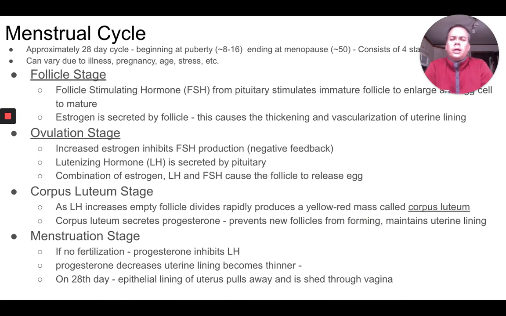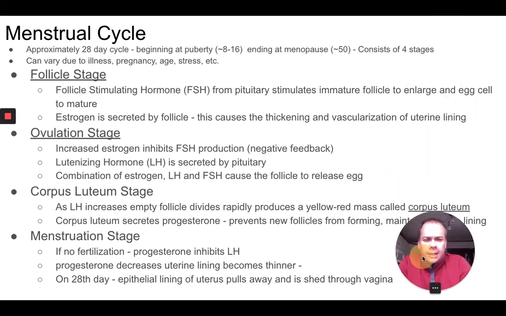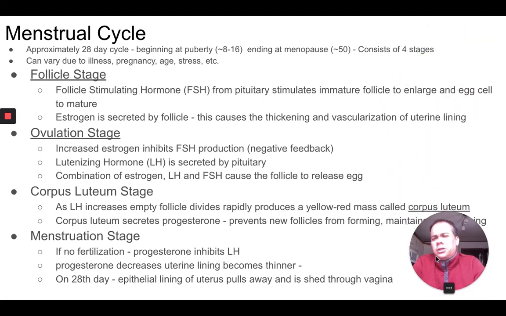So the cycle in which women release an egg cell and allow for fertilization is called the menstrual cycle. We'll talk a little bit about it. The menstrual cycle begins during puberty and lasts for 28 to 32 days on average. It depends from woman to woman. It begins at puberty and ends at a time called menopause.